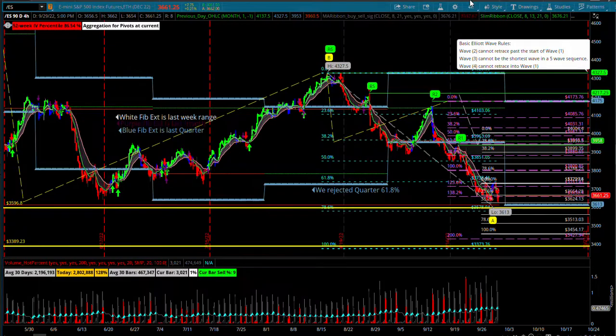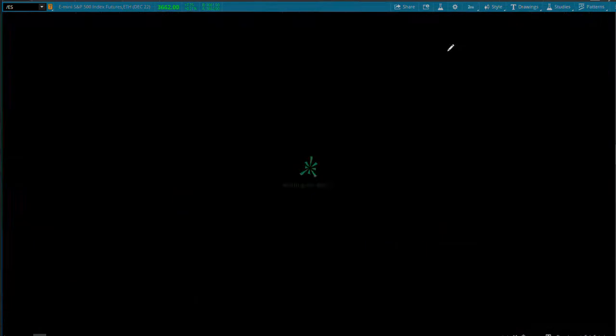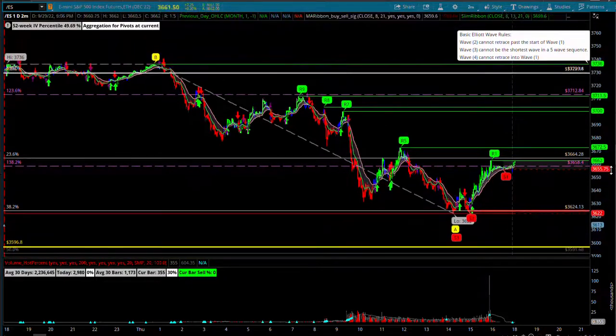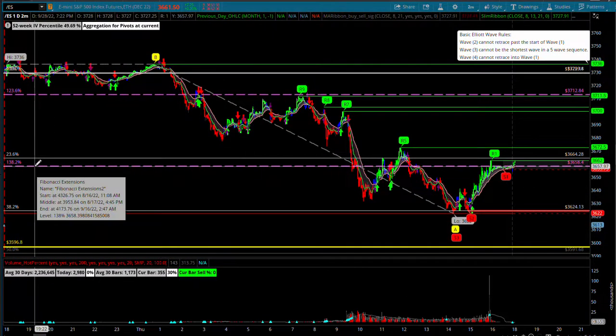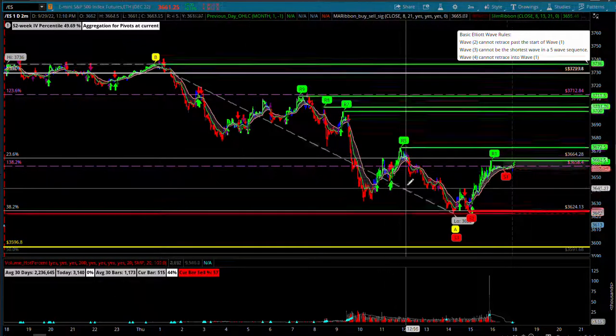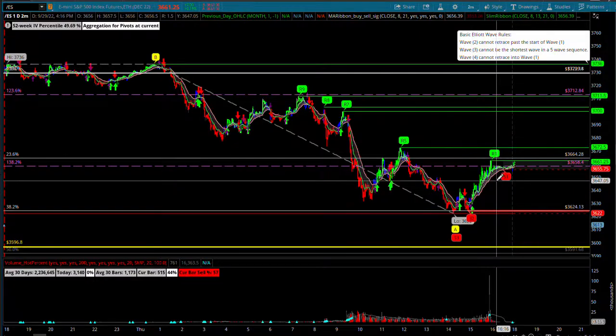Now I'm going to zoom in real quick on the 2 minute, the way I day trade this. August was a fairly robust month, and we kind of just fell apart here in September. Today we were trading at 138.2% of the August trading range.